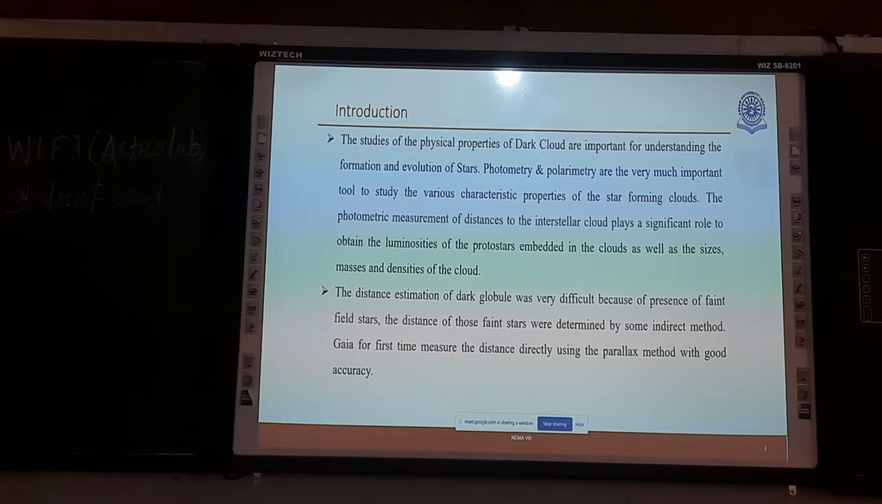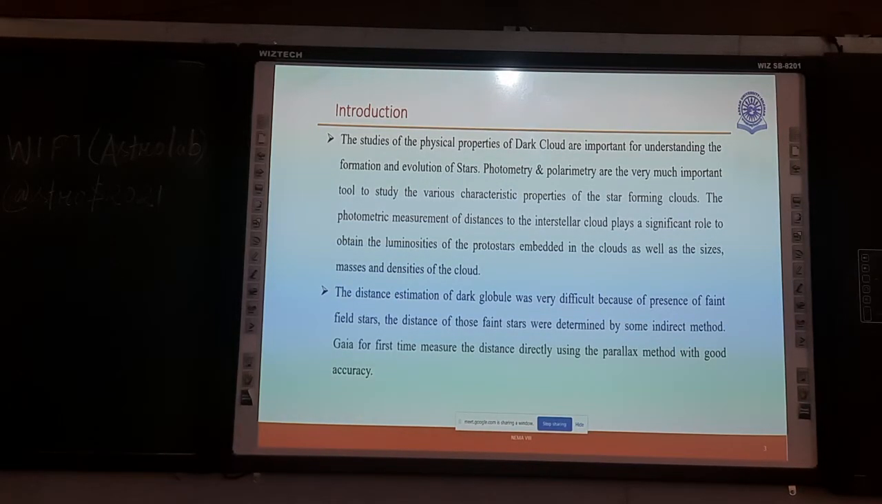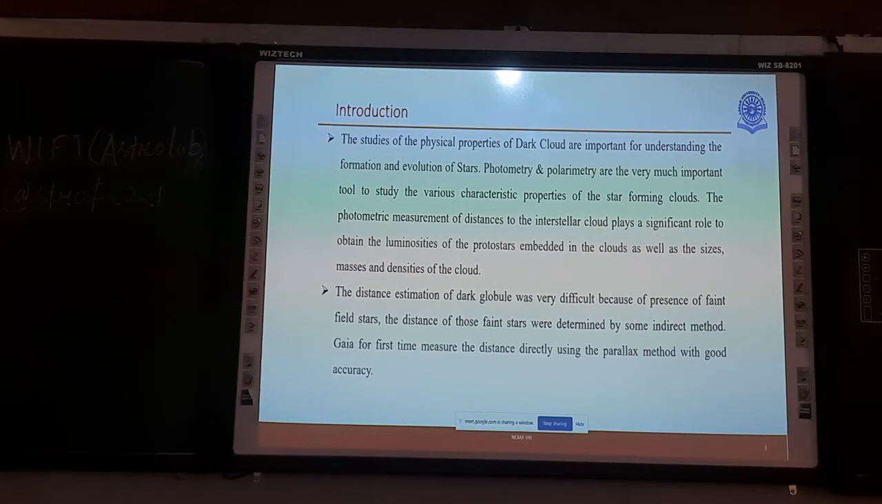Now, why is this important? The studies of the physical properties of dark clouds are very important for understanding the formation or evolution of the stars. Photometry and polarimetry are very important to study the various characteristic properties. The distance estimation of dark globules is very difficult because of their field stars. Some techniques are used many times, and we have used one of them, the Gaia data technique. With the help of Gaia data, we have calculated the parallax, and with the help of parallax, we have input the distance formula, and we have calculated the distance of the particular cloud.